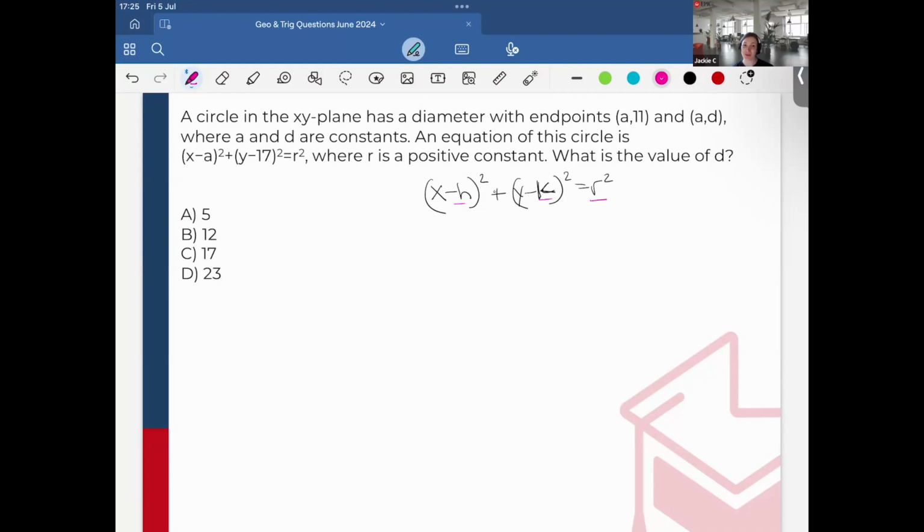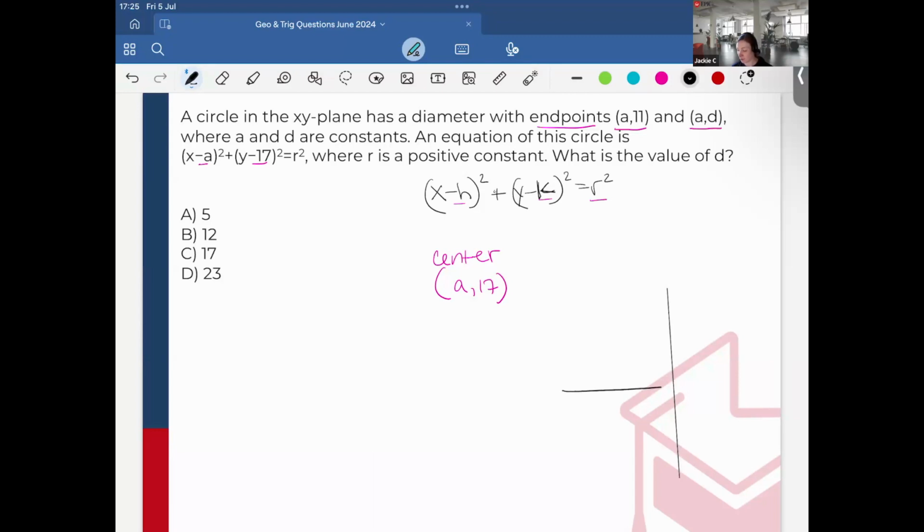The radius of the circle. So here I can see that the center coordinates of the circle are (a, 17). And I also have endpoints of the circle, so I know (a, 11) and (a, d). Okay, so let's think about this.